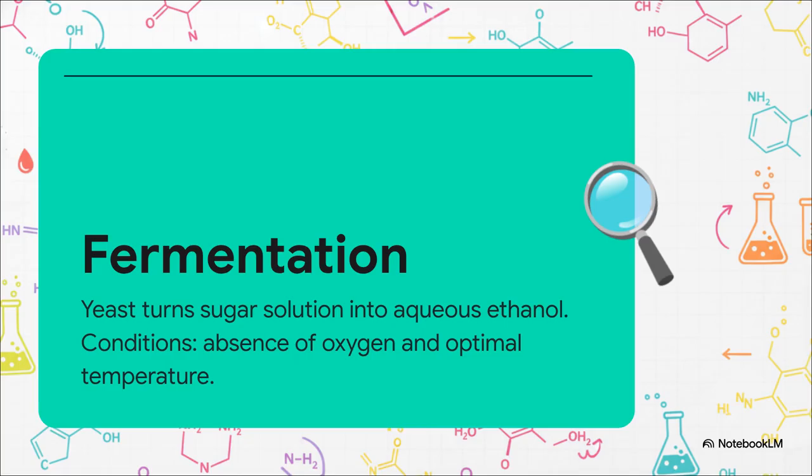Now, the crucial part, and this is what you'll get asked about, are the conditions. First, it has to happen without oxygen. And second, you need an optimal temperature, usually around 37 degrees Celsius, to keep those yeast enzymes happy. Too hot and they break down, too cold and the reaction just grinds to a halt.